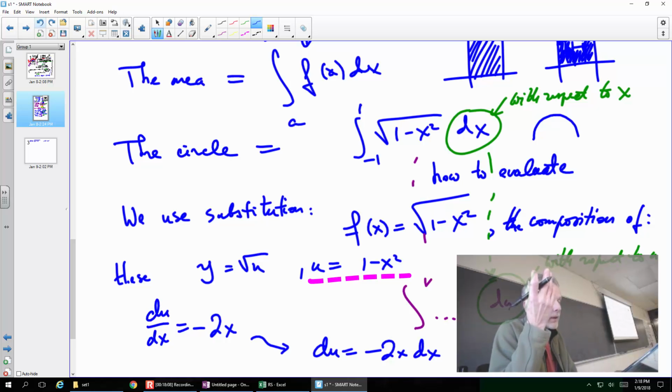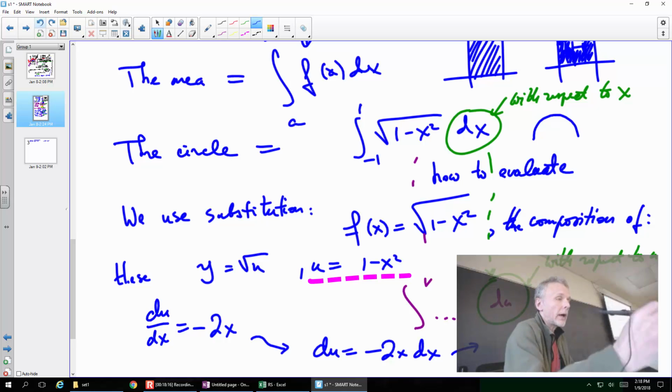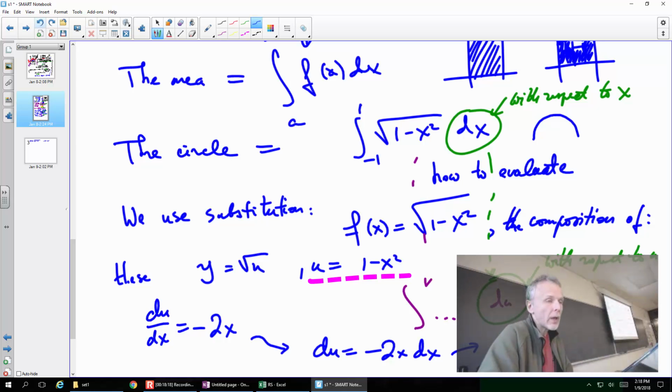Okay, so that's the idea, and then if you want to carry out the substitution, in the original integral at the bottom, I'm ignoring the limits of integration. We need to get rid of dx, and we can. Now dx is equal to du over negative 2x. Okay, so there will be two substitutions.